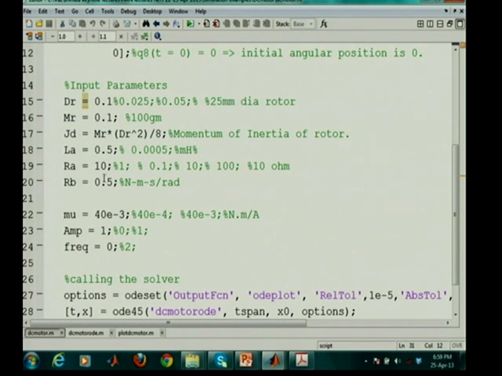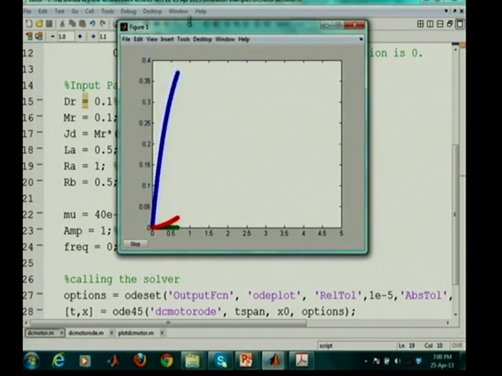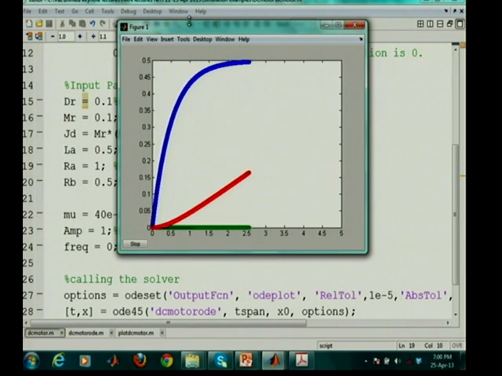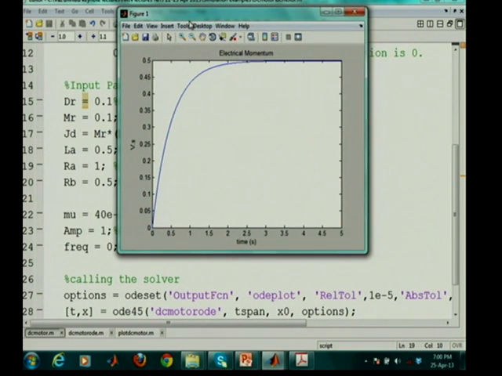Let's change the armature resistance itself. Let us take armature resistance as 1 instead of 10, and let us see what happens. Before that we have to save our file, and then we execute this. Now you find that there is some slight change in the response. Earlier the response was much quicker, and now you find that it is a little sluggish.